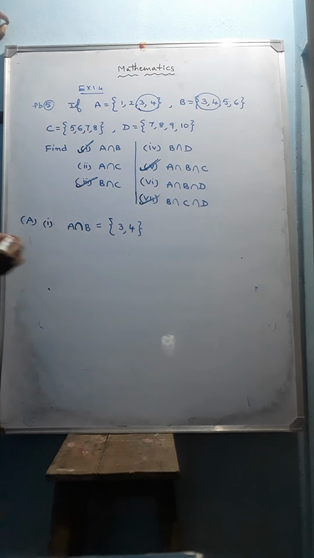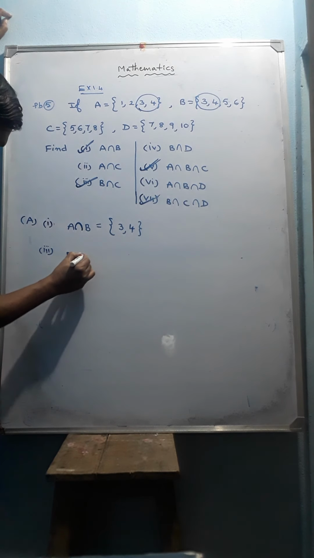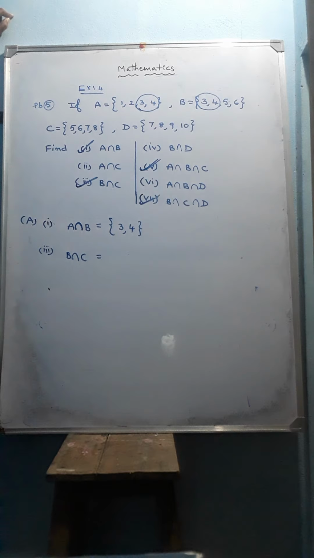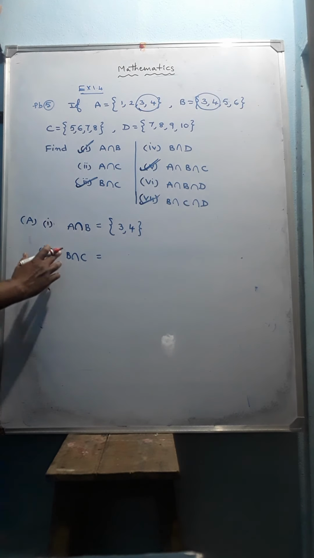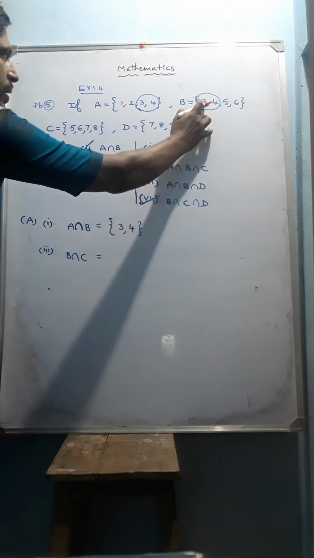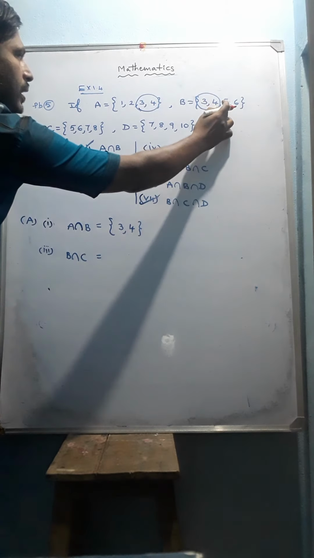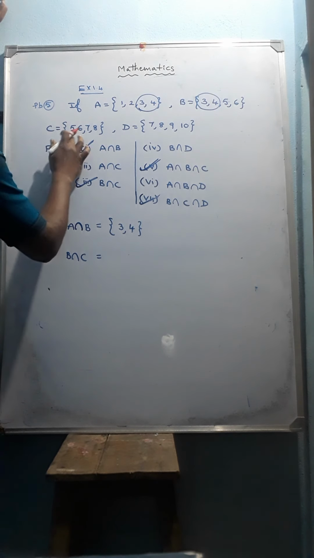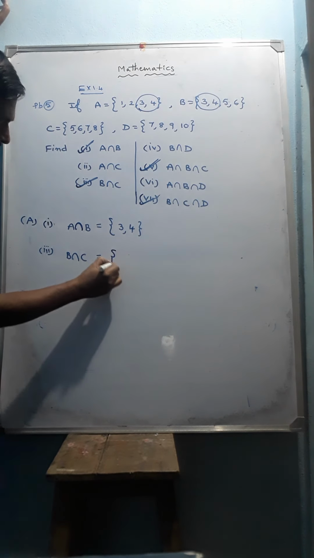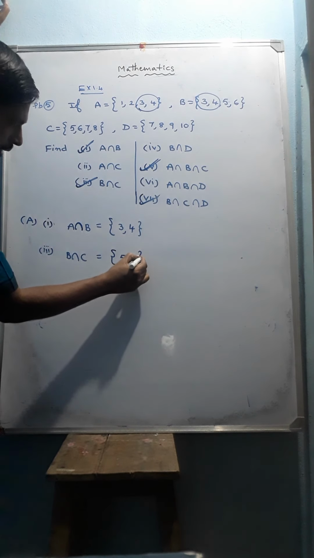That's all. Next, third one. Third one is B intersection C. That means the common elements in B, C sets. So in B and C, which are common, here 5, 6 is there. Here also 5, 6 is there. So 5, 6 is the answer.